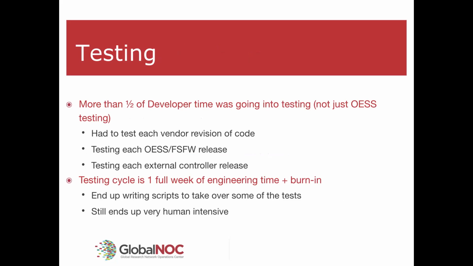Tesla, we were trying to put external controllers. So OpenDaylight, somebody wanted to run an OpenDaylight controller, and we were working on that. There was a Genie controller. So every time we wanted to make one of these large changes or code upgrades on the system, we had to do a large amount of testing.